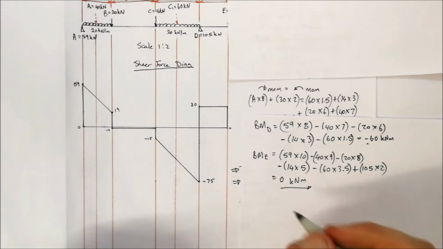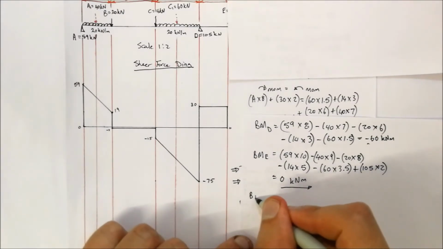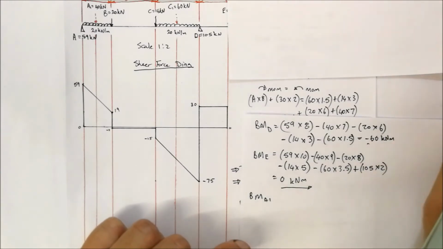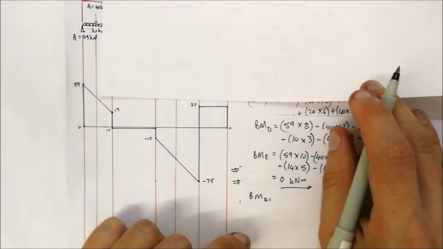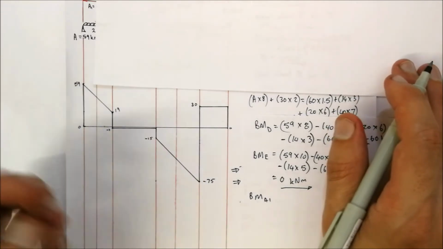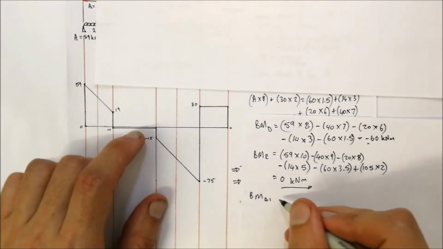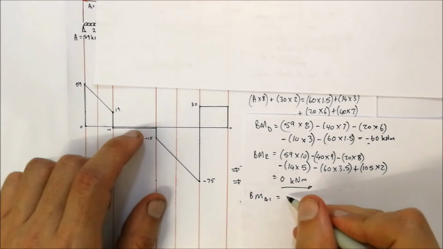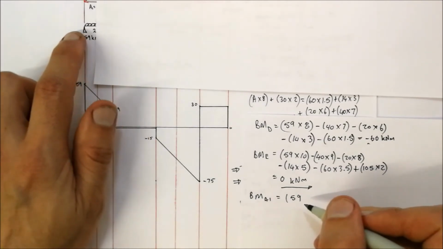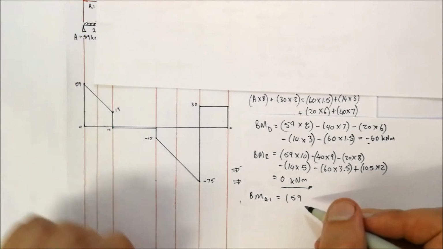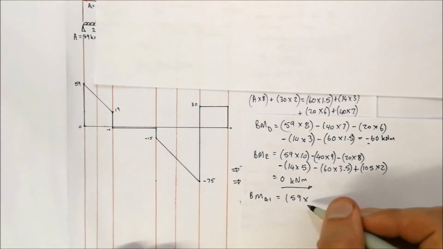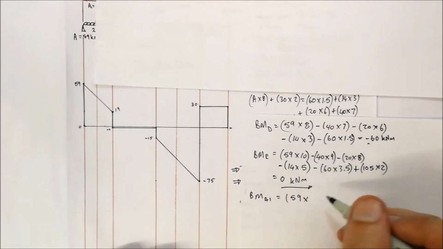So we need to look at the bending moment of A1. Again, we're going to be placing a piece of paper over A1, and then we'll be looking at everything to the left of it. So the bending moment of A1 is equal to 59, because we've got A acting in the upward direction, and that is multiplied by a distance of 1 meter.